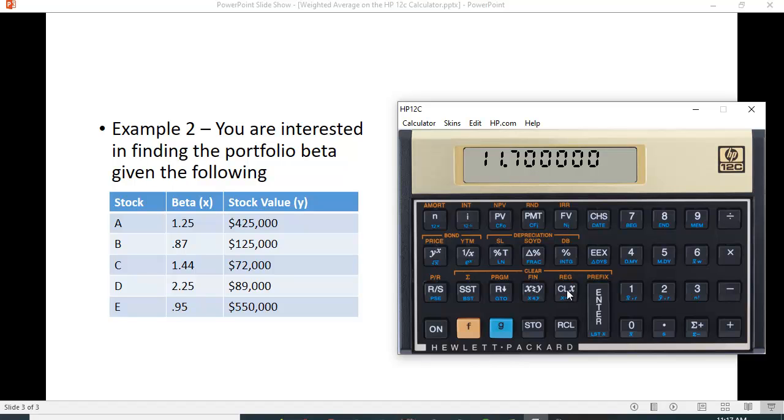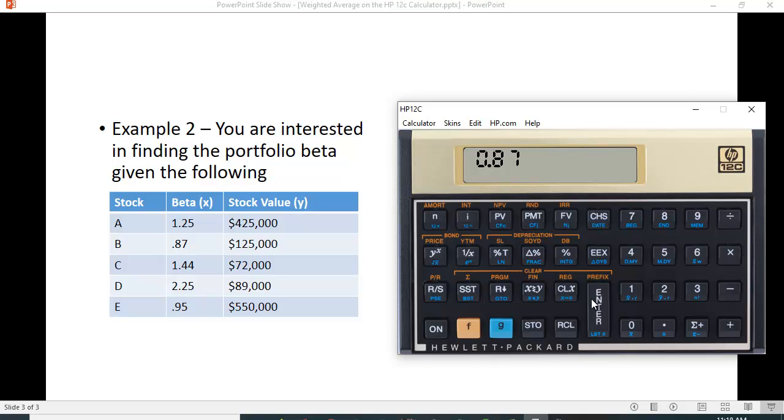You don't actually have to do that here. It turns out that this calculator will do it for you. So let's see what we can put in here. So this is the X we're interested in calculating the weighted average of. This is what we're weighting by. So we put in 1.25, first beta, enter. And because these are all in thousands, we could just put in 425, 125, 72, etc. So that's what I'm going to do.